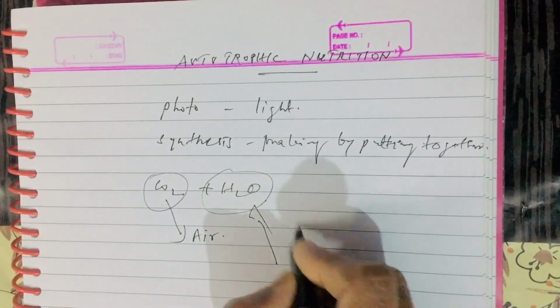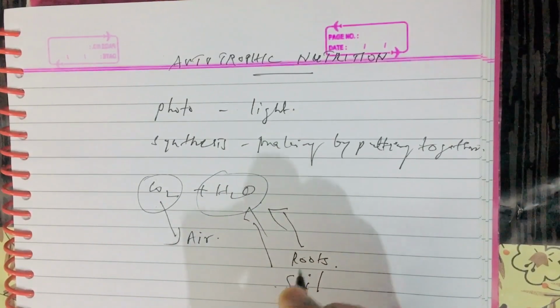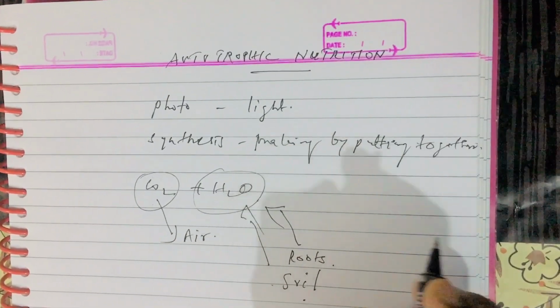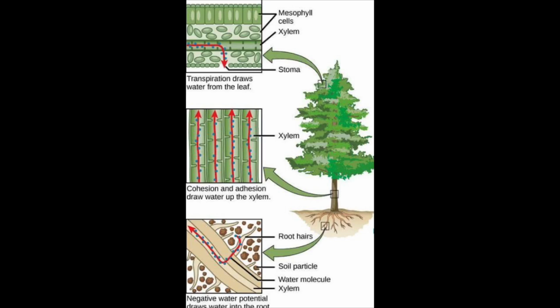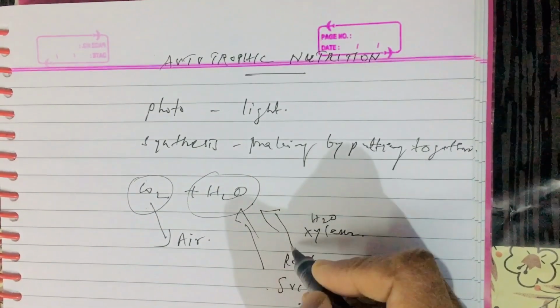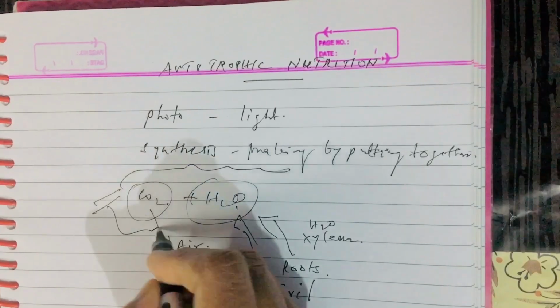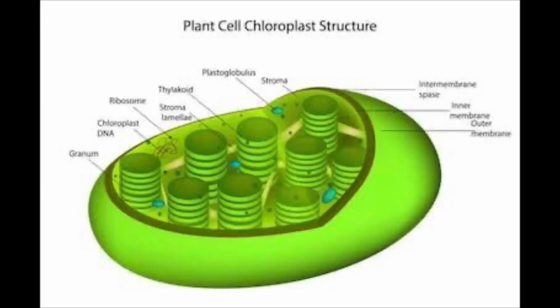From the soil, water is absorbed by the roots and through the transportation system. In class 9 you have learned, what do you call the transportation system in plants? The transporting tissues, xylem and phloem. Are you remembering? The transportation of water is conducted by the xylem elements. So the water is transported by the xylem through the stem and reaches the leaves. Now the ingredients are ready in the leaves. There is a kitchen, the leaf. If we talk at the cellular level, chloroplast is the kitchen of the plant cell.